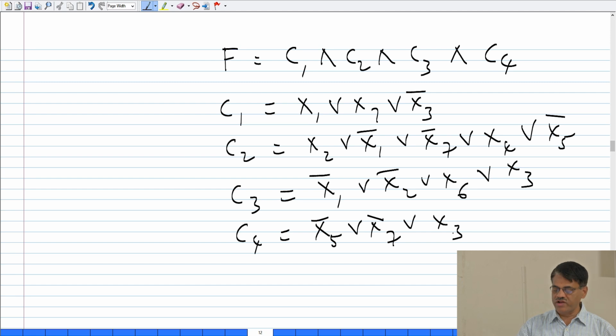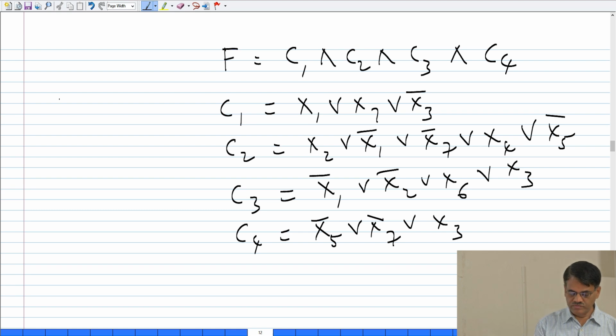C1 gets satisfied if x1 is 1 or x7 is 1 or x3 is 0. C3 gets satisfied if x1 is 0 or x2 is 0 or x6 is 1 or x3 is 1, and so on and so forth. Now, the question is, is there a way to assign these variables zeros and ones such that simultaneously you can satisfy all the clauses? Give me a 0 1 assignment for the variables that will satisfy all the clauses.